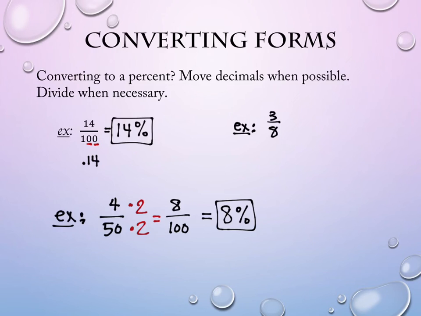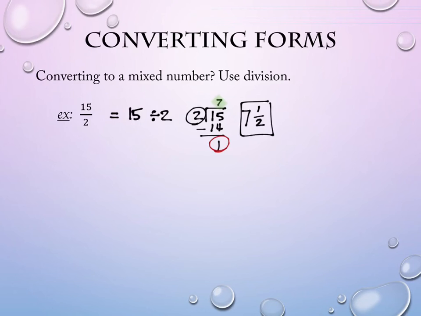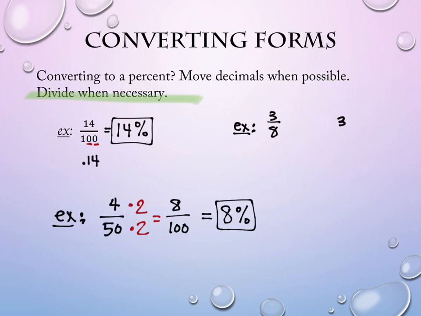So in this case, this is the divide when necessary part of this description. So when you have 3 over 8, and you can't make 8 into 100 nicely, what you're going to do is much like we did over here with our mixed numbers, you're going to divide. So you have 3 divided by 8. Now clearly 8 doesn't go into 3 a whole number of times, so we automatically turn into some decimal forms. But 8 will go into 30. How many times? 3. 3 times 8 is 24.